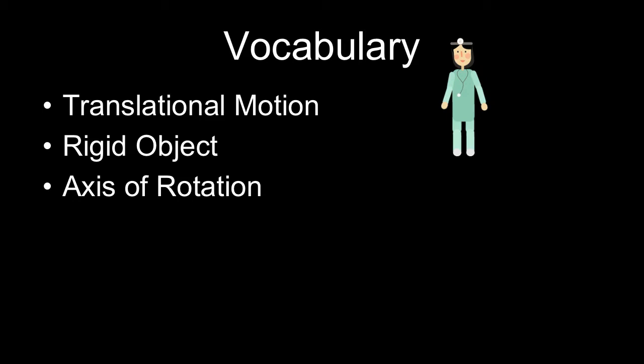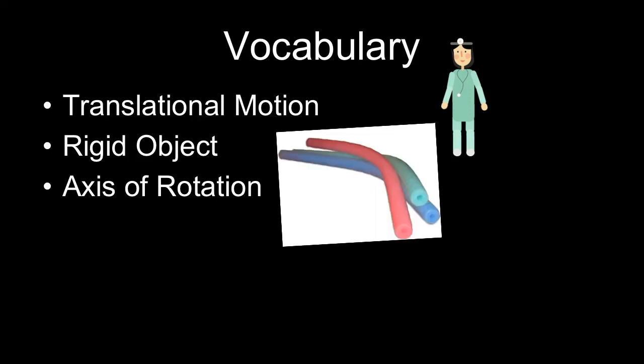A rigid object is an object that keeps its shape even when it moves. An example of a non-rigid object would be a pool noodle. When you swing those things around, they start bending all over the place, and that's just a little too much mathematics for us to worry about. So we're going to assume that everything we talk about is a rigid object.